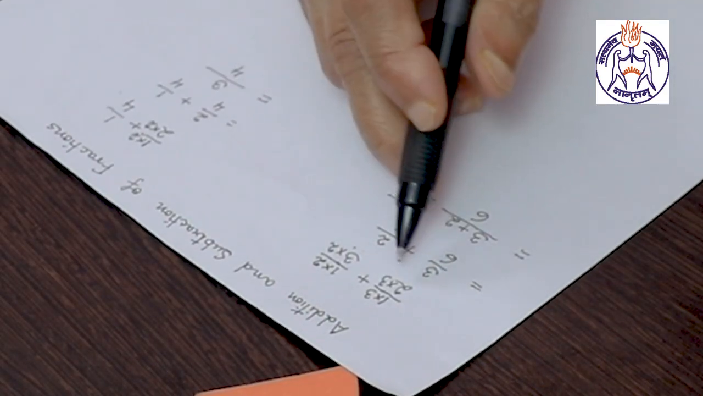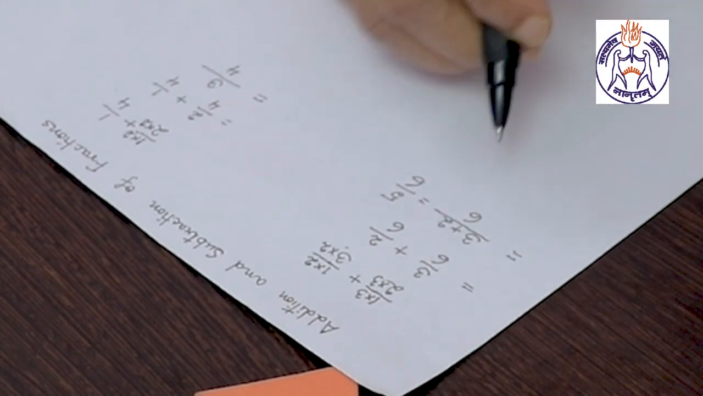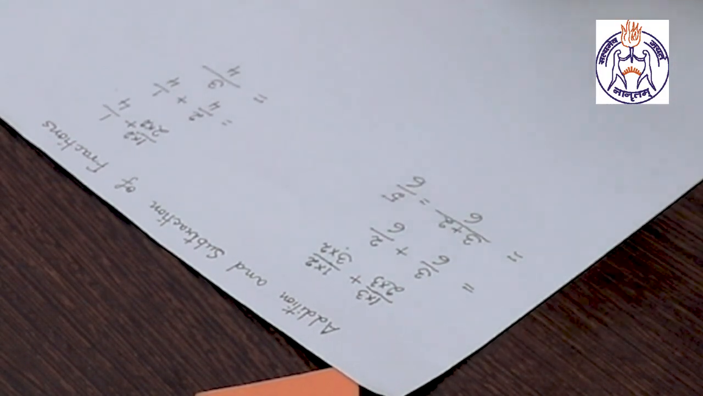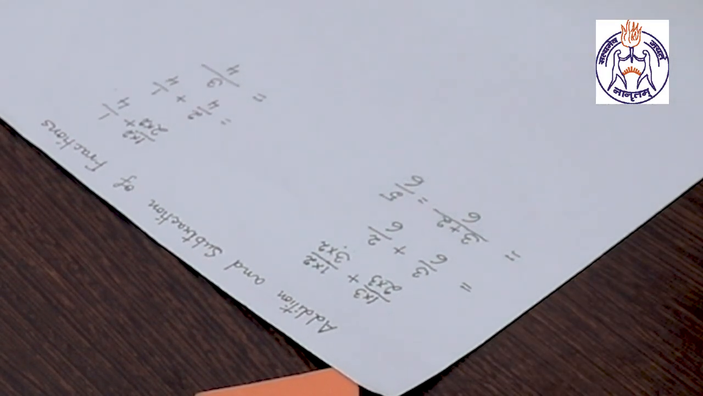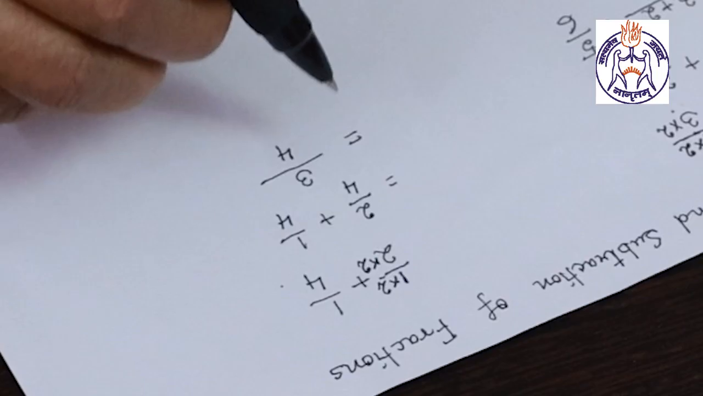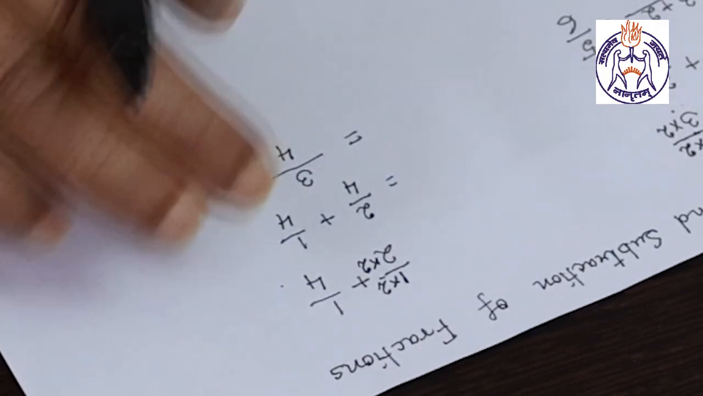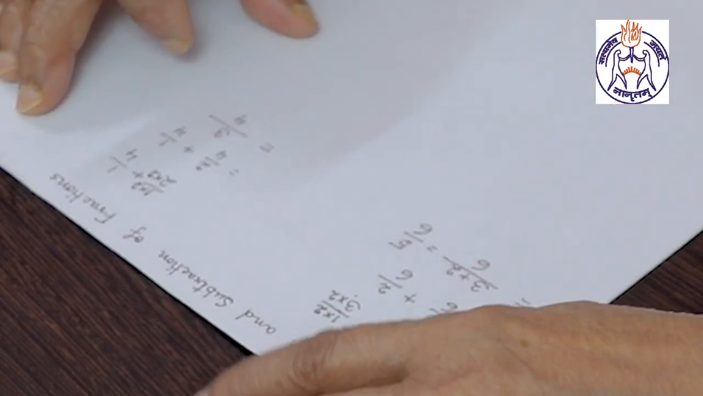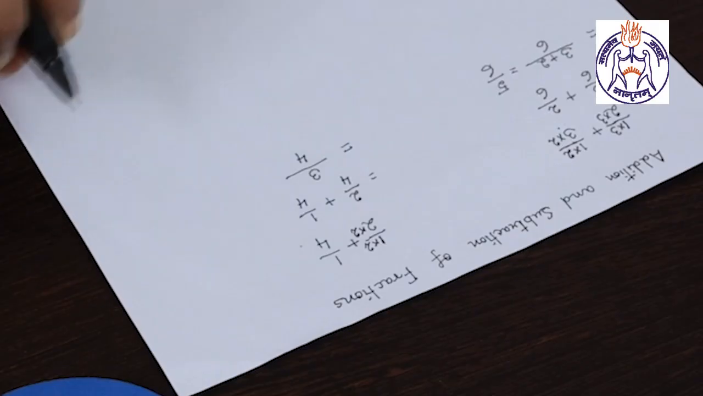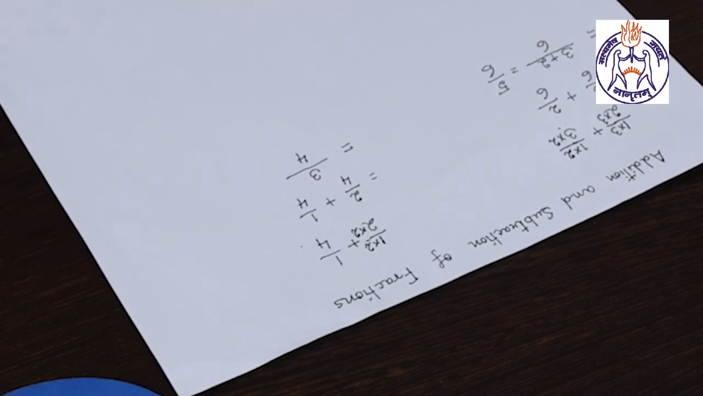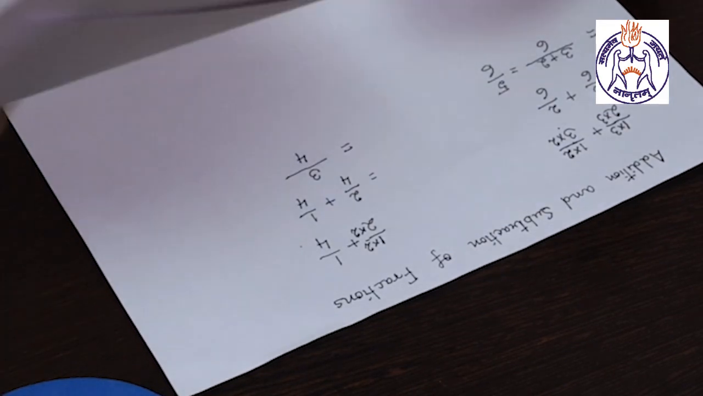Children get confused. Why are we making the denominator same? Why are we not adding the denominators? We are keeping it only 6, not 12. Same with here. Why are we making both of them 4? Why are we not adding the denominators? So, to answer that, we have brought the pictures of some animals.